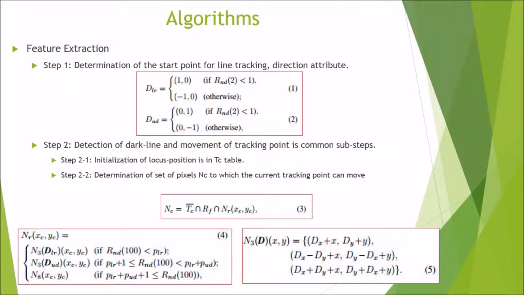Detection of dark line direction and movement of the tracking point. This step is composed of several sub-steps. Firstly, the positions that the tracking point moves to are stored in the locus position table TC. The table is initialized in this step. Secondly, a pixel to which the current tracking point XC, YC moves must be within the finger region, must not have been a previous XC, YC within the current round of tracking, and must be one of the neighboring pixels of XC, YC. Therefore, NC is determined as can be seen.